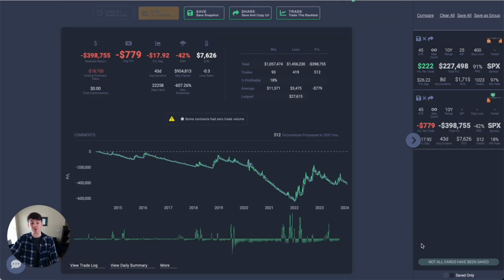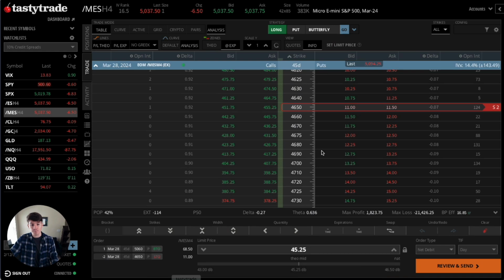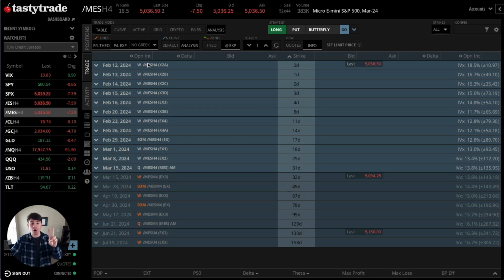Now let me show you how to actually structure this trade for an account. So I'm going to start off. These are two options to set up this trade. One is on ES, which is the ES futures, and you're going to have a larger account.